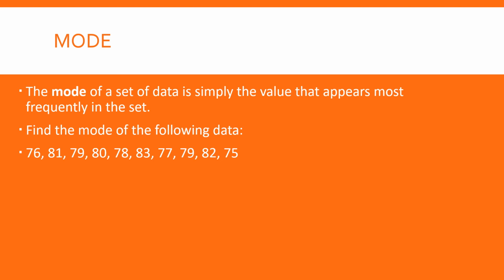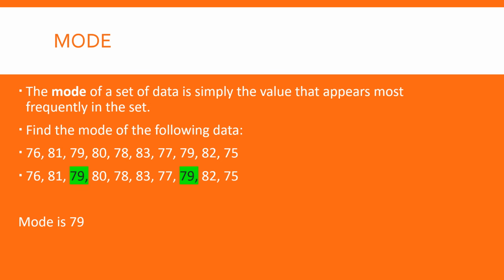तो अगर मैं ये कहूं कि find the mode of the following data, so here you can see that the data is 76, 81, 79, 80, 78, 83, 77, 79, 82, 75. Okay, these are the values. अब मैं अगर इसमें देखूं कि ऐसी कौन सी value है जो maximum number of times repeat हो रही है, तो I can see कि जो number 79 है that has been repeated twice. तो here in this case the mode is 79.